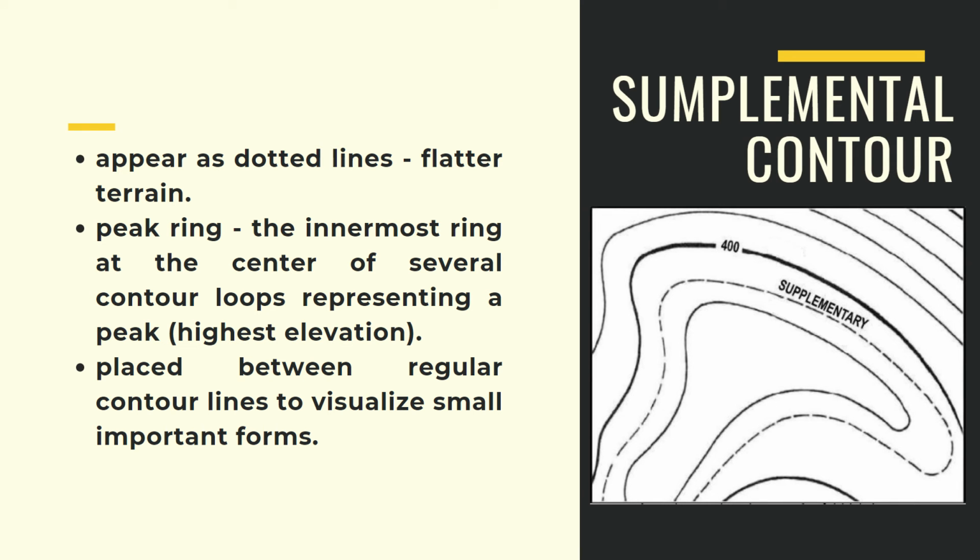The third type of contours is the supplemental contours. Supplementary lines appear as dotted lines, indicating flatter terrain. The peak ring, the innermost ring at the center of several contour loops, almost always represents a peak, which is the highest elevation. Supplementary contour lines are placed between regular contour lines to visualize small but important forms that regular contour lines are unable to show. On topographic maps, typical forms are hill crests, depressions, saddles, terraces, banks, and levees.